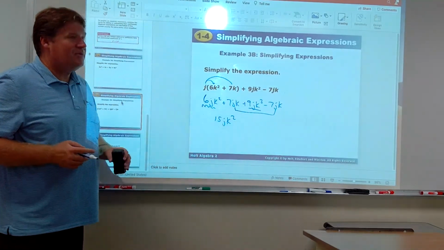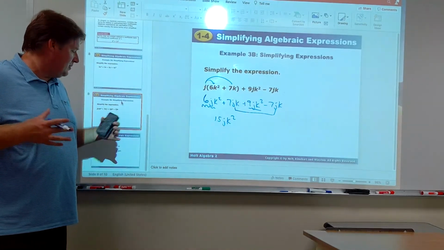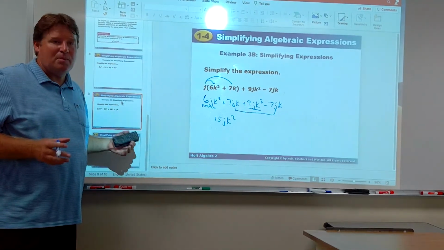Okay, so we'll have some fun today simplifying algebraic expressions. I have to write a few to model those and then simplify. Remember, add like terms.